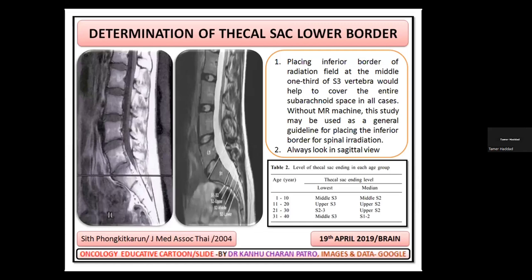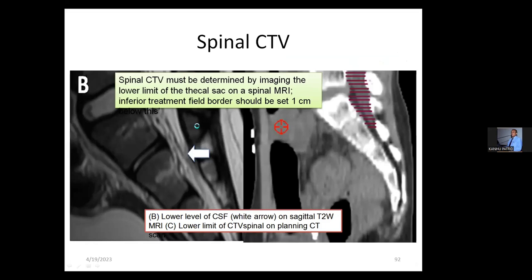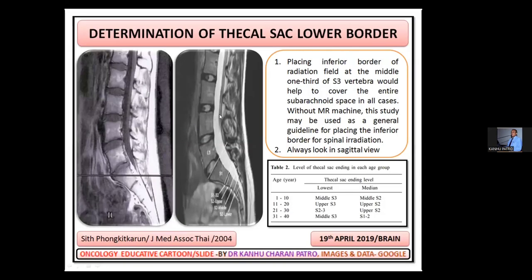So how to understand where the spinal cord ends? You can see here the thecal sac ends at the lower S2 level. For this reason you have to take a sagittal picture with a T2, so that you can find out the lower level of the spinal cord as well as the lower level of the subarachnoid space. Usually, according to the age, the lower level of the thecal sac varies.